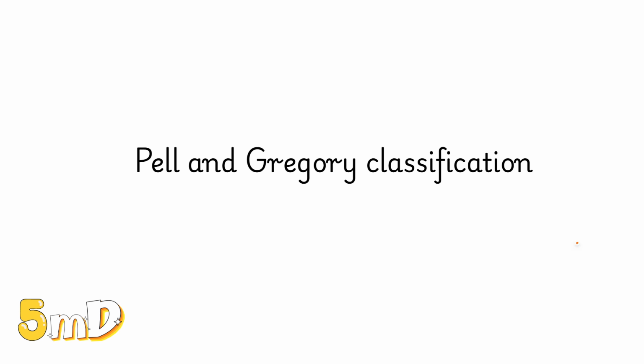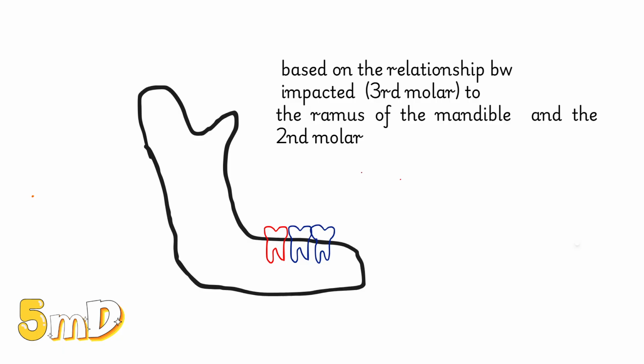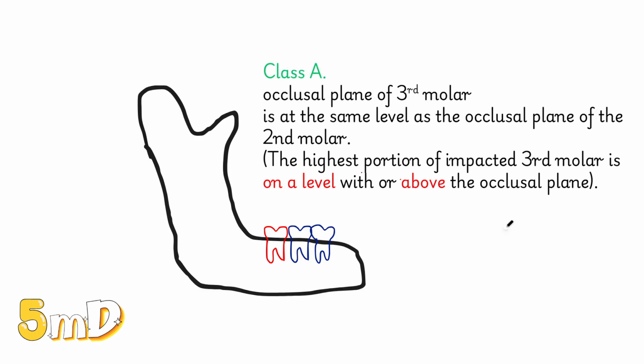Hello all. In this video, let us see about Pell and Gregory classification. Pell and Gregory classification is for impacted lower third molar. It is based on the relationship between the second molar and the anterior border of ramus of mandible to third molar. So depending on that, it is divided into class A, B and C.